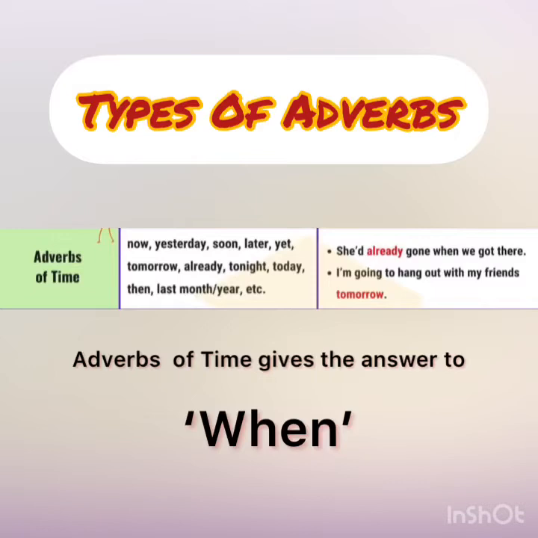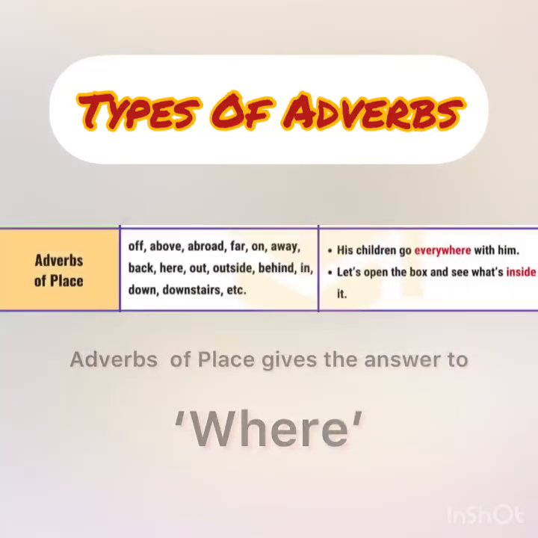See the second example. I am going to hang out with my friends tomorrow. So when are you going to hang out? Tomorrow. So it is telling about the time. So the second one, the adverb is tomorrow. So adverbs of time give the answer of the question when. Okay. The next one, adverbs of place. Adverbs of place give the answer of the question where.